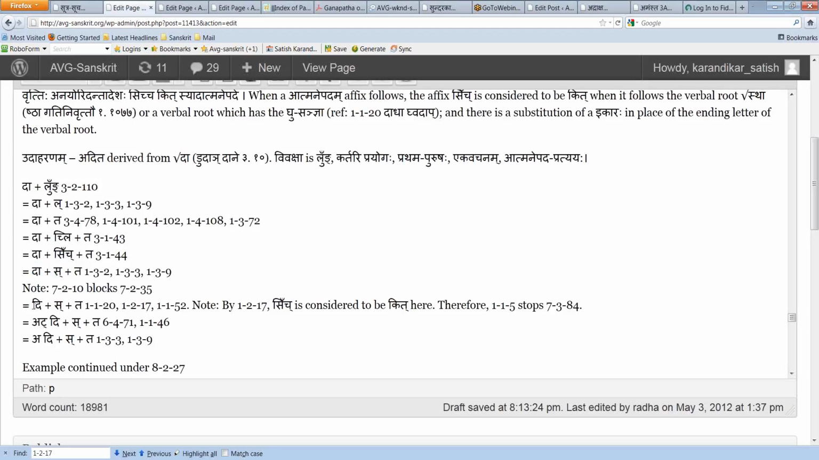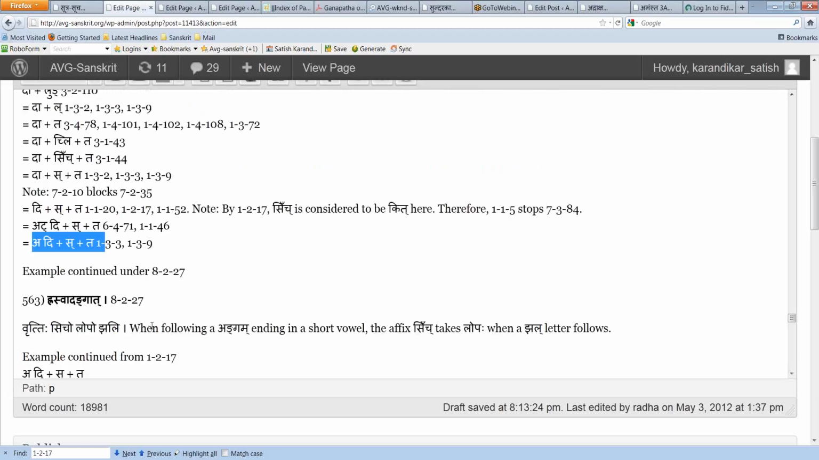So because we got Di Sa Ta. Now because the Sich is a Kitta, therefore Kiniticha stops the Gunadeshaha. Okay. So the Sich is made a Kit. So therefore there is no Gunadeshaha by Savradhat Karadhakayoho. Kiniticha stops that. So now of course Adagamaha and then Alubandha Lopaha. And then of course now we get a special rule.